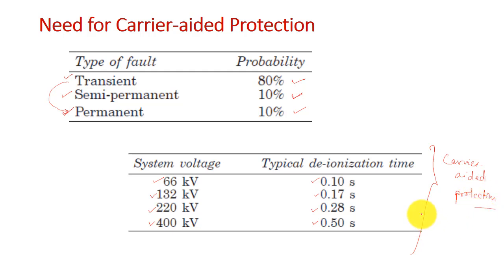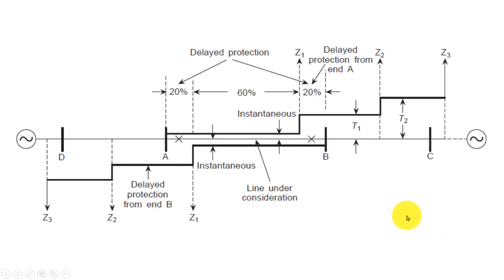So what is this carrier aided protection? We will see that. Already we talked about this a little bit, we can see here, right. We already saw this line is a doubly fed line and 60% of the line is protected instantaneously. That means any fault within this 60% range of the line will be immediately, instantaneously isolated and then the reclosure phenomenon takes place.